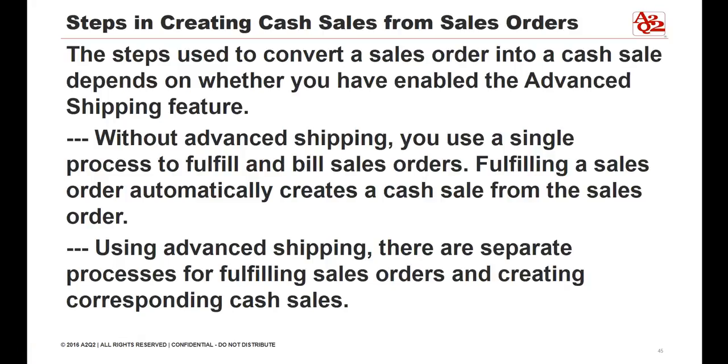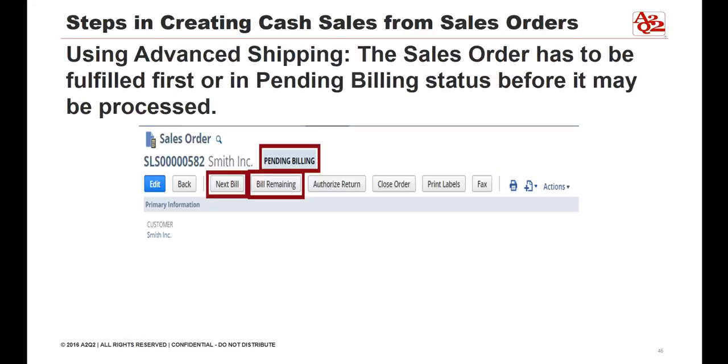The steps used to convert a sales order into a cash sale depend on whether you have enabled the advanced shipping feature. Without advanced shipping, you use a single process to fulfill and bill sales orders. Fulfilling a sales order automatically creates a cash sale from the sales order. Using advanced shipping, there are separate processes for fulfilling sales orders and creating corresponding cash sales. Using advanced shipping, the sales order has to be fulfilled first or in pending billing status before it may be processed.